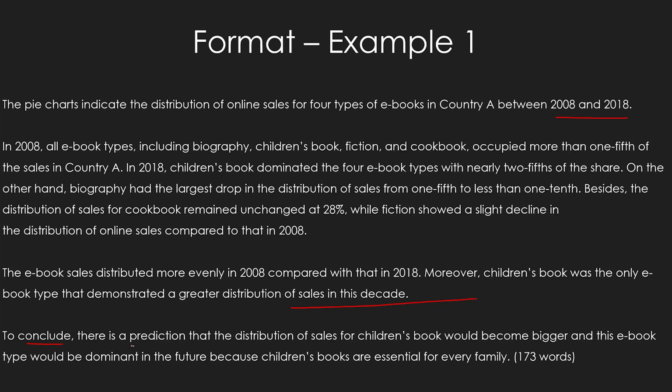To conclude, there is a prediction that the distribution of sales for children's book would become bigger, and this book type would be dominant in the future, as children's books are essential for every family. I know it's a mouthful. Let's quickly look at what this answer looks like.